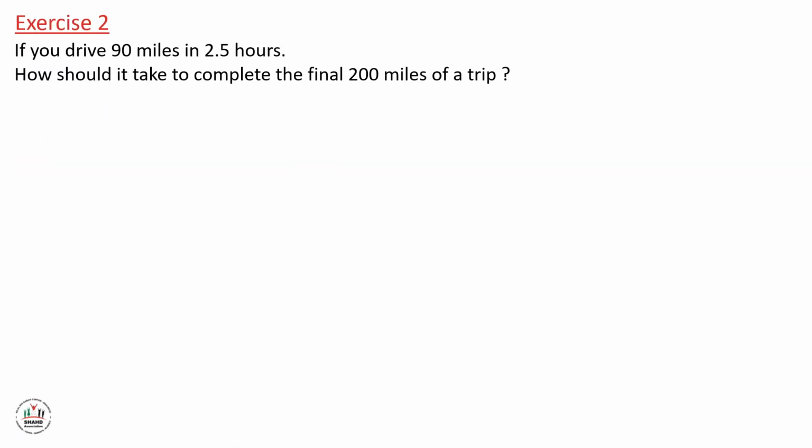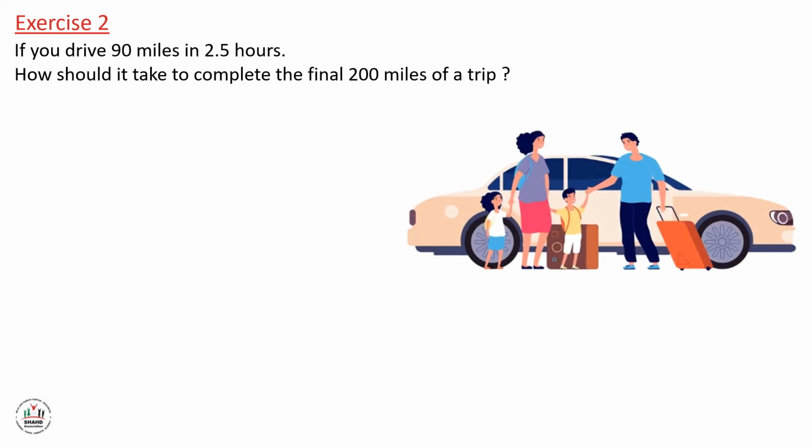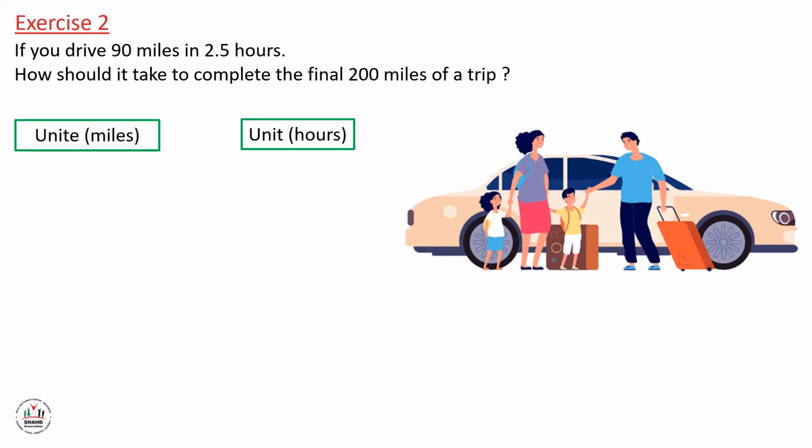Exercise 2. If you drive 90 miles in 2.5 hours, or in 2 hours and a half, how long should it take to complete the final 200 miles of a trip? So here we know that as the distance increases, we need more time to complete this distance. So here we have again a direct proportion relation.